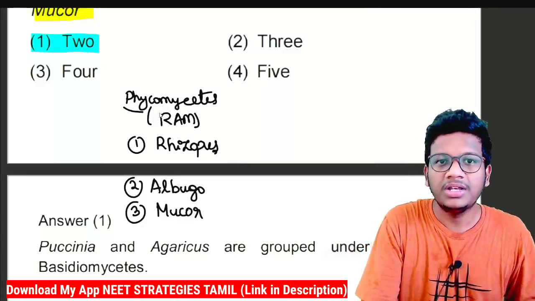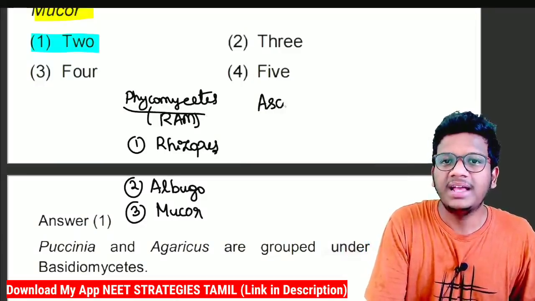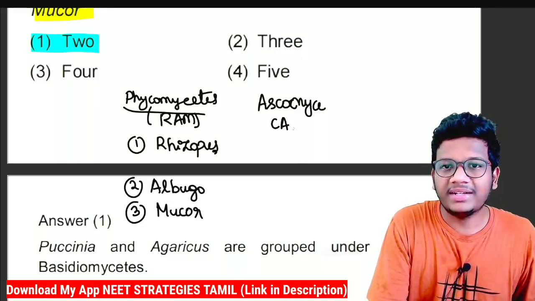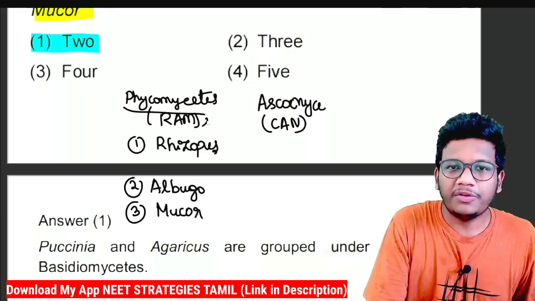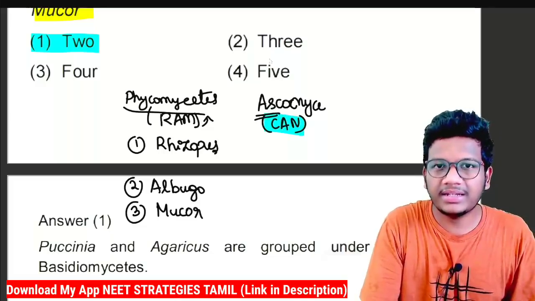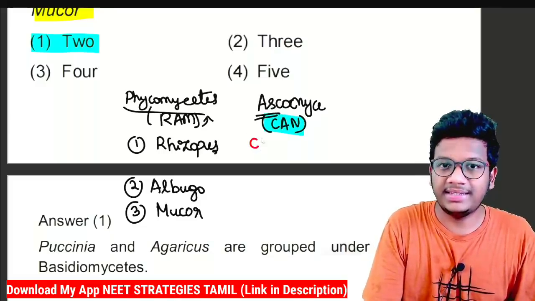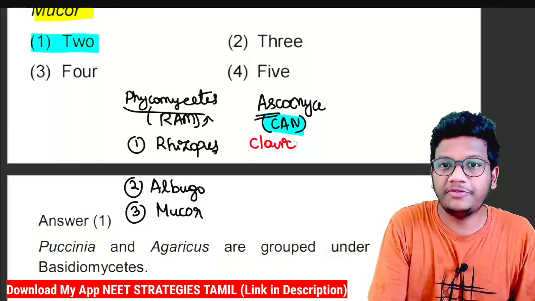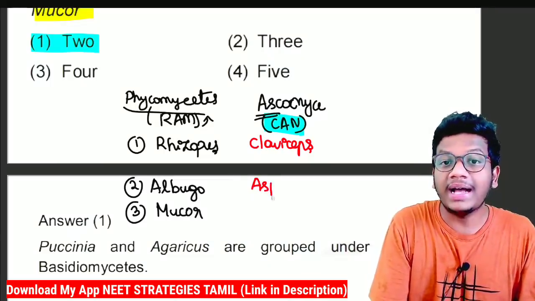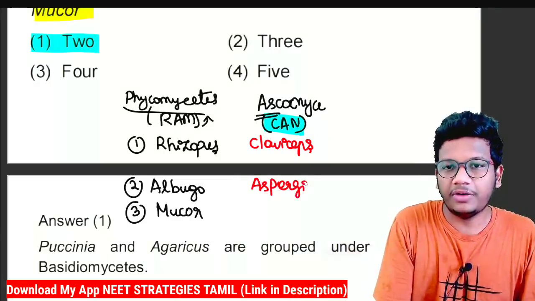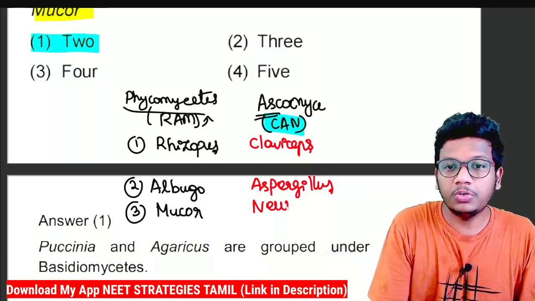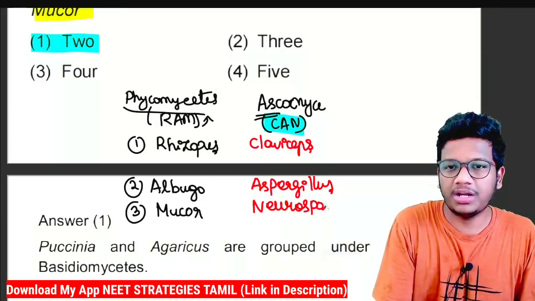So now come back here for the Ascomycetes. Ascomycetes, the mnemonic is very simple. It's only CAN. RAM for Phycomycetes, CAN for Ascomycetes. So start with C. C for Claviceps. Note down C for Claviceps. Clavicle-like, Claviceps. And A for Aspergillus. And then N for Neurospora, guys. N for Neurospora comes under here.